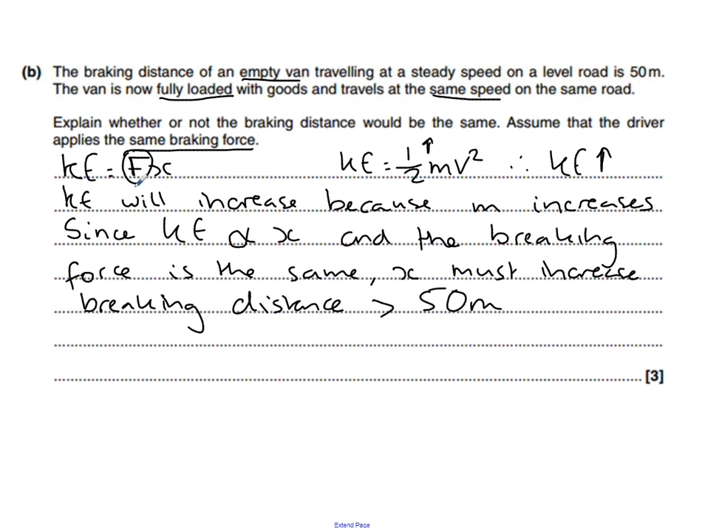Okay, so just to go back through that, we know that the work done by the braking force across this distance x is going to be equal to the kinetic energy that's lost by the car. So I can set these two equations up. If F is held constant, the only way x can change is if the kinetic energy changes. The kinetic energy does change because the mass increases, because it's now a fully loaded van. If the kinetic energy increases, then the braking distance must go up, because if the force is the same and you increase the kinetic energy, the braking distance must go up.